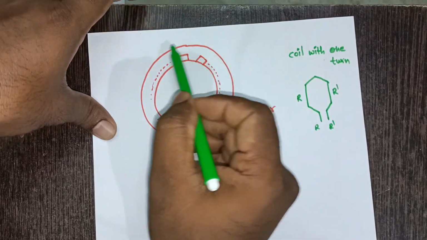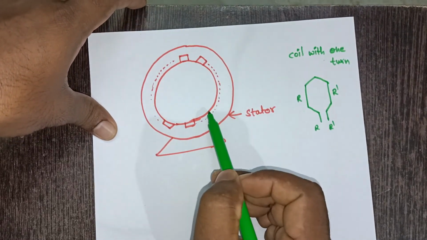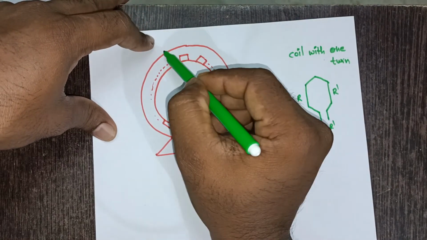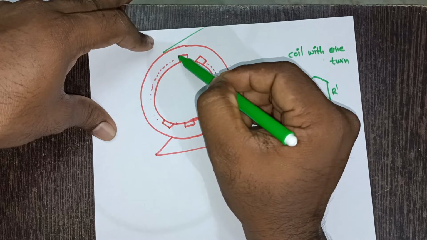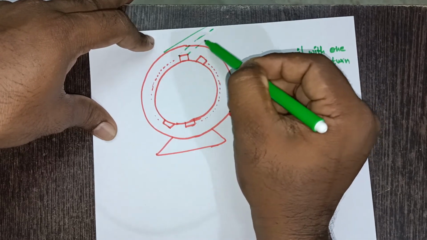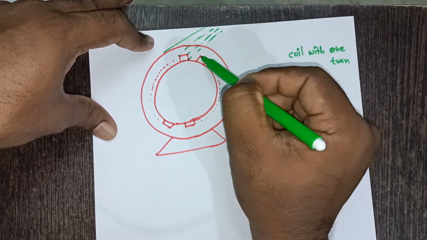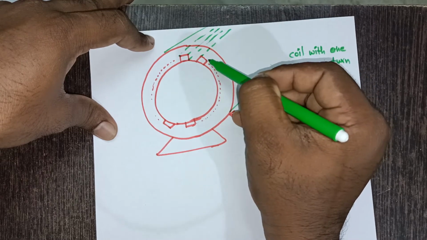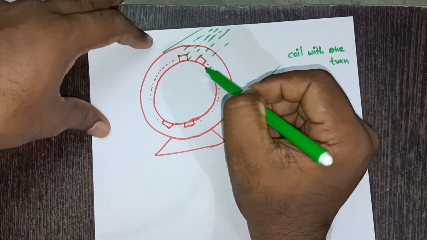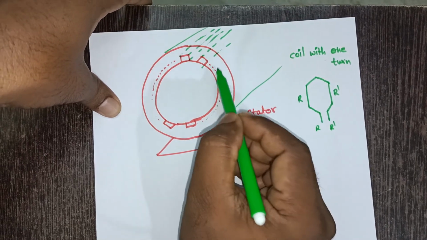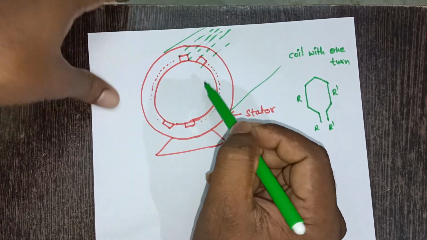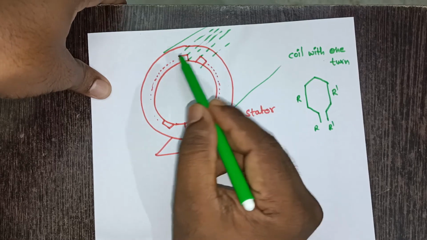Actually, this diagram is a two-dimensional view. If I draw the three-dimensional view, how will it look? It looks like this, with stator slots in this way, and here also there are stator slots like this. But I am not interested in this three-dimensional view, because the two-dimensional view is sufficient to understand the concept.